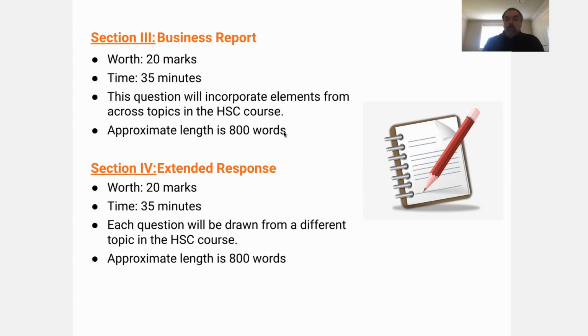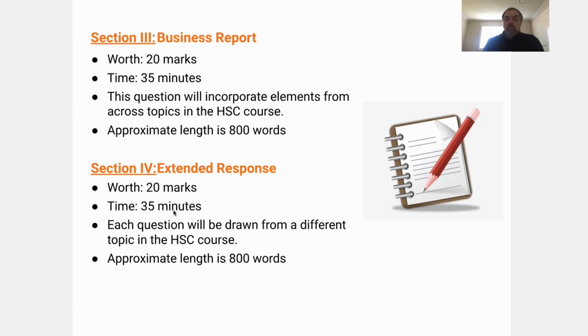Okay. Approximate length, we're looking at 800 words, okay, which is roughly 6 pages of writing. Most important part here, you address all parts to the question that are given and that you're integrating the stimulus material. The extended response, also known as the case study question, 20 marks.